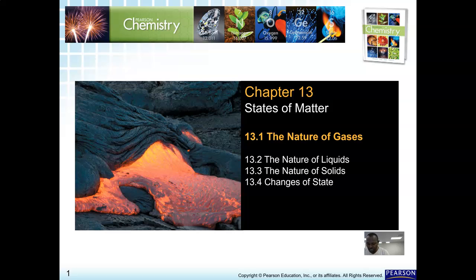The second question is, how does kinetic theory explain gas pressure? And the third question is, what is the relationship between temperature in Kelvin and the average kinetic energy of particles? These are the three questions that we need to answer when we go through this section.